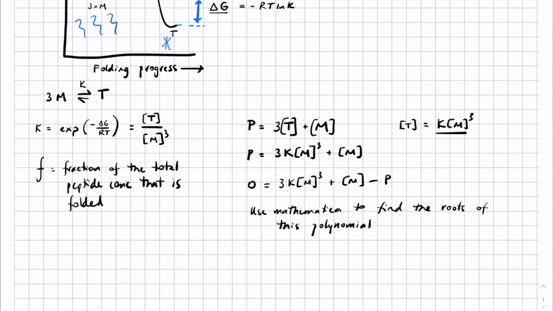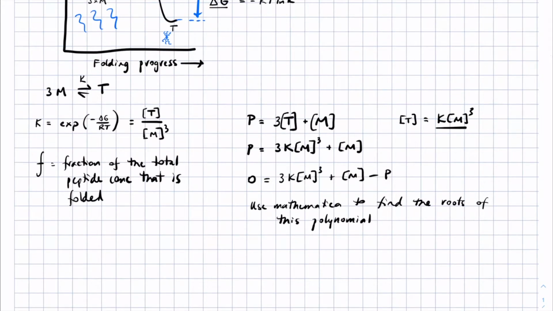Why do we want to know monomer concentration? Because ultimately, when we calculate the fraction of the total peptide that is folded, we're going to need that monomer concentration. Okay. And remember that once we calculate fraction folded, we then have something we can relate to our variable temperature CD observations. So now I'm going to switch to my computer so that you can see how we solve for the roots of this polynomial in Mathematica.